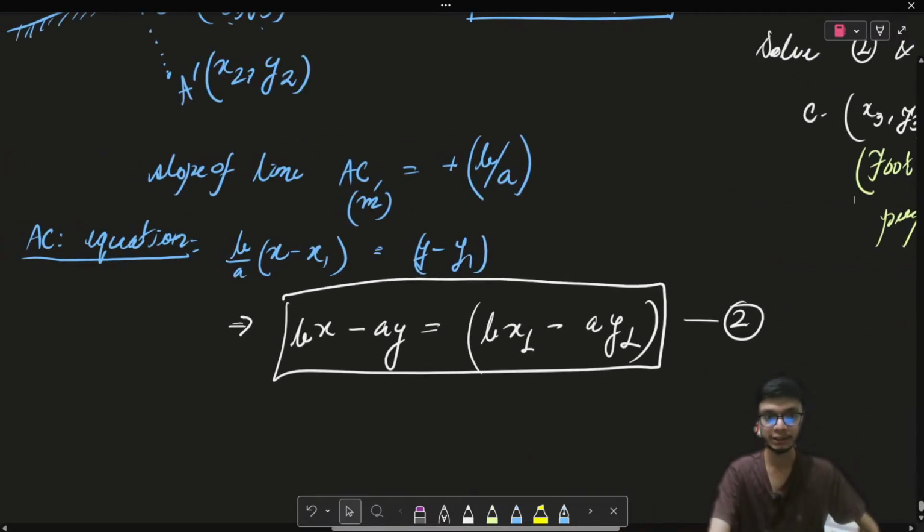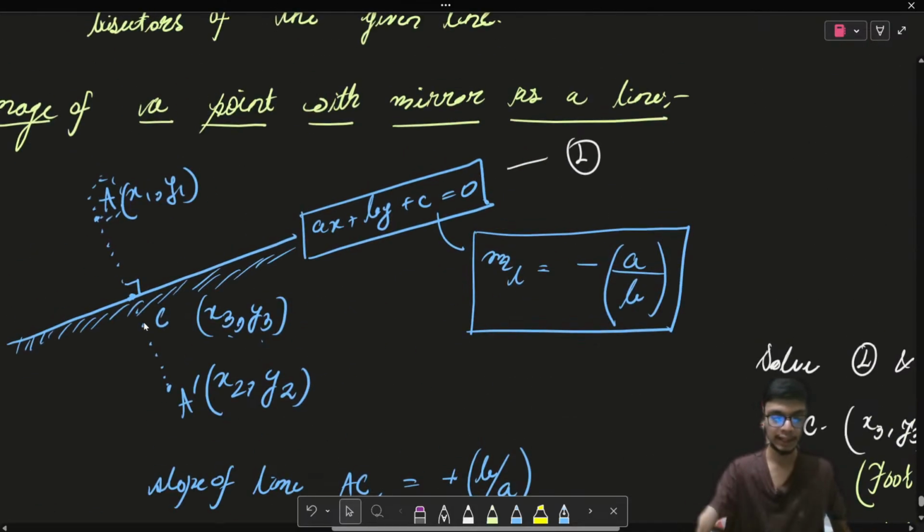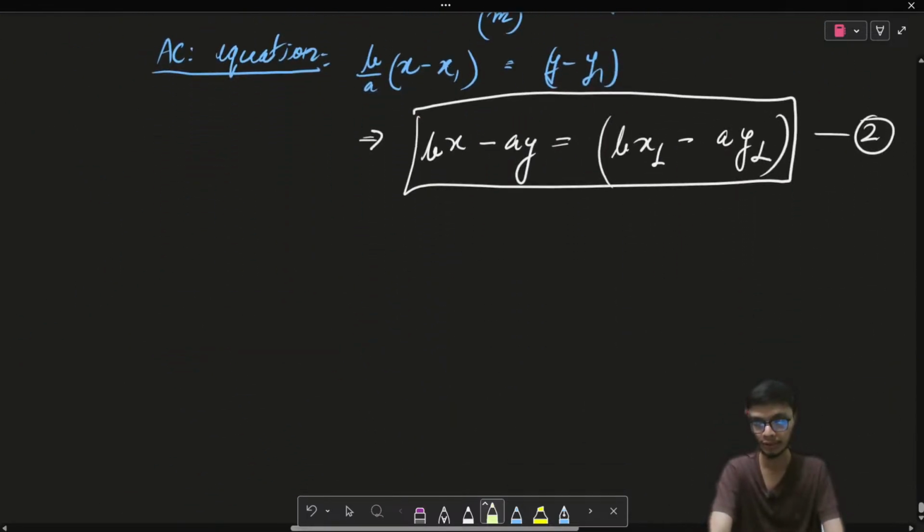Maybe you can just use this form to generate the equation of line AC, and then you can solve the two equations to get the foot of perpendicular. Then I can use the concept of the section formula, because this foot of perpendicular is going to divide A and A dash in the ratio 1:1, right? That is a midpoint, right? So you can use the midpoint formula to also obtain the coordinates of the mirror image, right? So it is up to you how you do the computation, right?